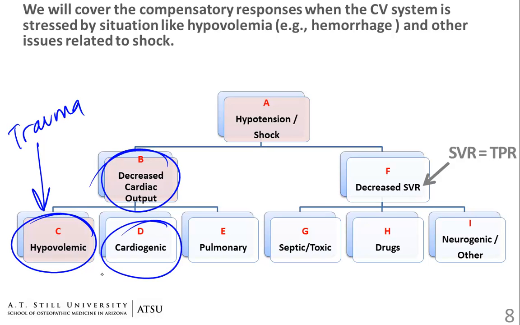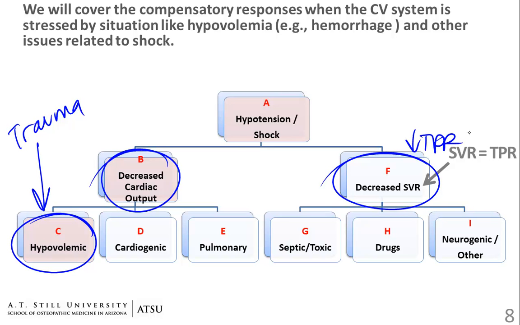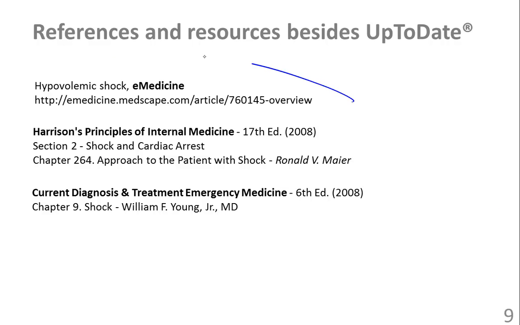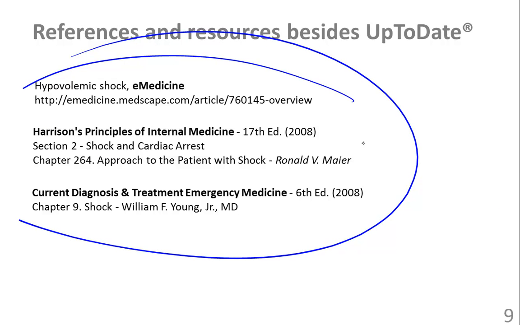You can also have problems with the heart. You can have a heart attack, or anytime the heart's not pumping well, that can lead to hypotension as well. And so cardiogenic is a form of shock. And then on the other side, you have this decrease in systemic vascular resistance, or decrease in TPR. That's basically when you have widespread vasodilation, and that can happen in sepsis, drugs, neurogenic causes. We'll review a little bit of all of this. If you don't want to rely on UpToDate, there are some other good resources out there as well.